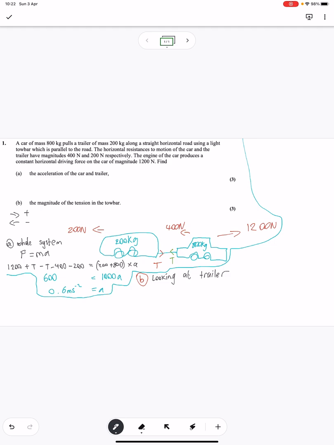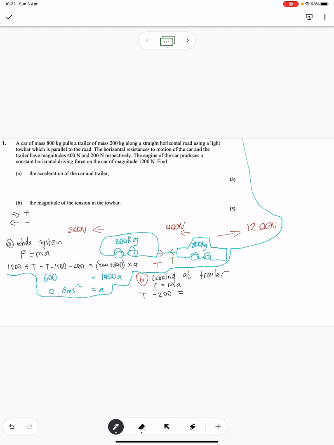So if we look at the trailer, again, maintaining this idea that going to the right is positive and going to the left is negative, the forces acting to the right are T. It's the only force, actually. And the force acting to the left is 200. So T minus 200 is equal to MA. So we're using F equals MA. So that's the resultant force. The resultant force is equal to mass.